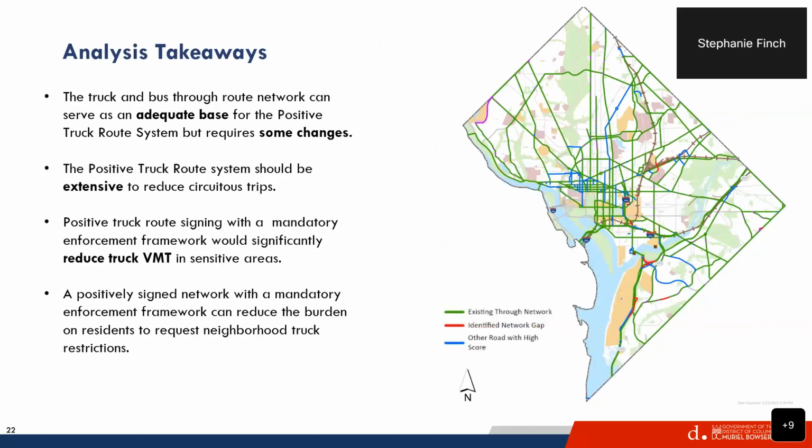So a few takeaways from the overall analysis are that the current truck and bus through network provides an adequate base for a positively signed network with some changes, that a positively signed network should be extensive to reduce circuitous trips of drivers taking a lot of side detours to try to stay on through routes, that a positive truck route signing with a mandatory enforcement framework would significantly reduce truck VMT in sensitive areas. That is, if enforcement were to occur based on signs on the through route network. And that a positively signed network with a mandatory enforcement framework could also reduce the burden on residents to have to request those truck restrictions in their own neighborhoods.